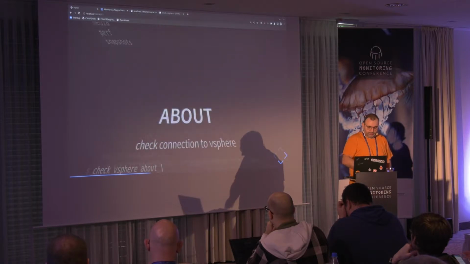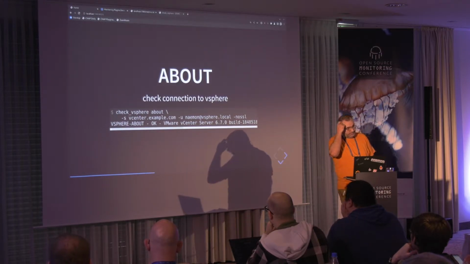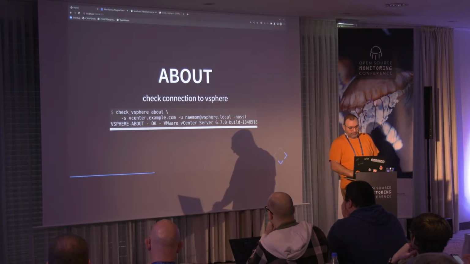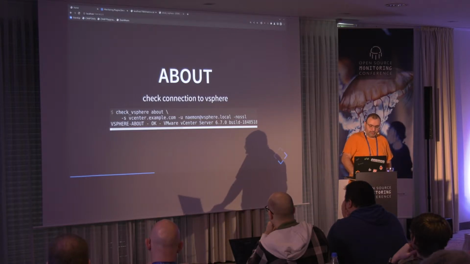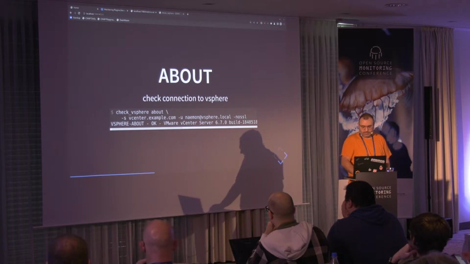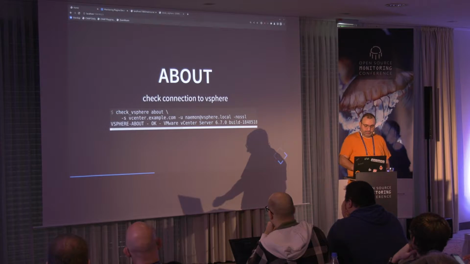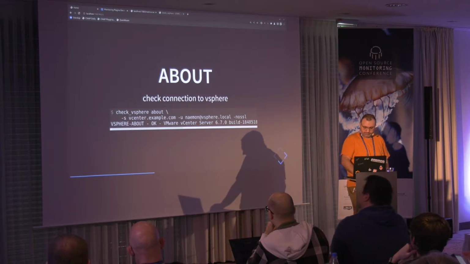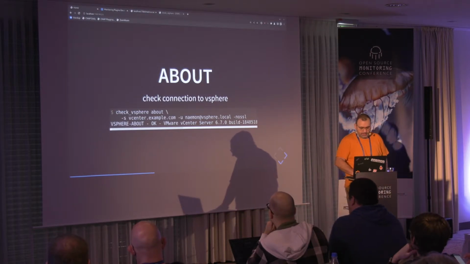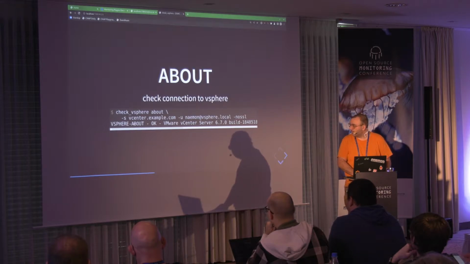Let's look at the first one, the about command. It's just connecting to the API and gathering some version information. It's basically a check if the API is answering. So you may use it as a service dependency for all the other checks, for example.